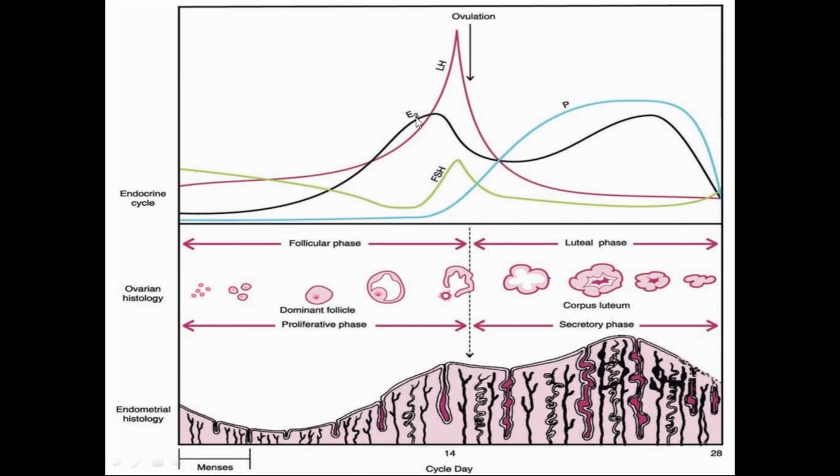Just before ovulation, there is an estrogen surge, which is maintained for 50 hours for the LH surge to happen. So estrogen should be maintained at 200 picograms per milliliter for 50 hours for this LH surge. After the LH surge, there is ovulation, and after that there is an increase of progesterone due to luteinization of corpus luteum cells.